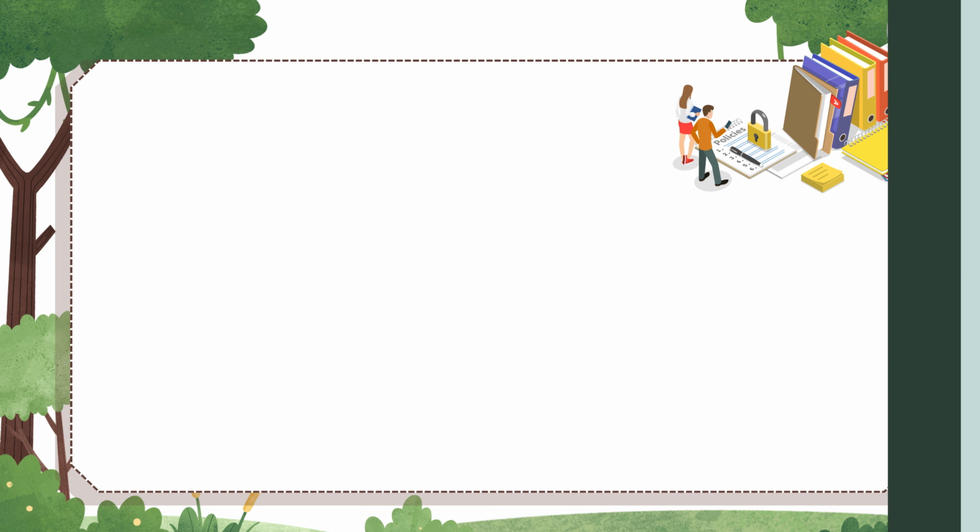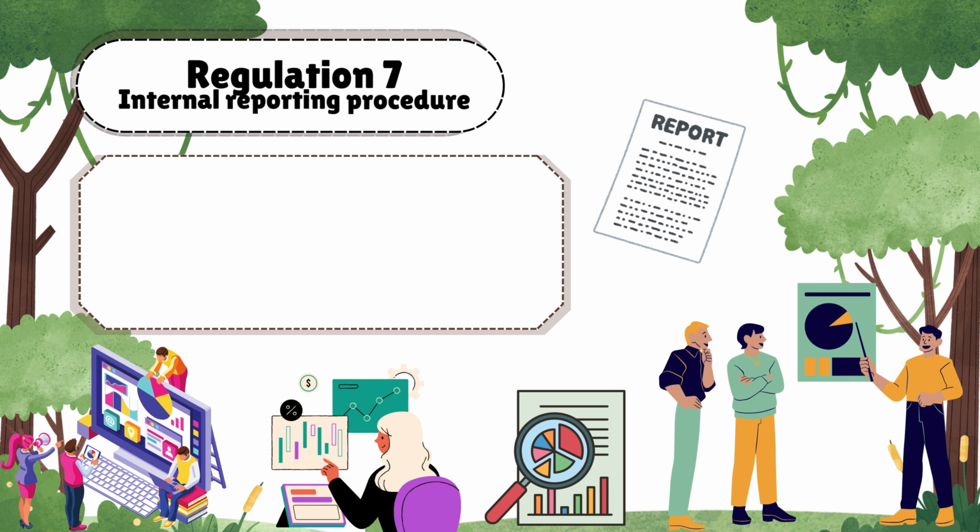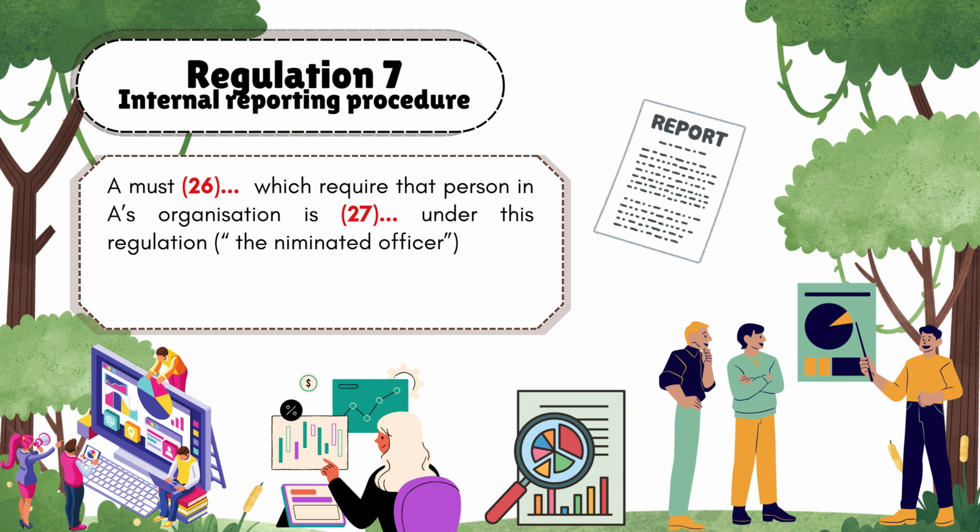Regulation 7, Internal Reporting Procedure. 1. A must maintain internal reporting procedures which require that a person in A's organization is nominated to receive disclosures under this regulation, the nominated officer.